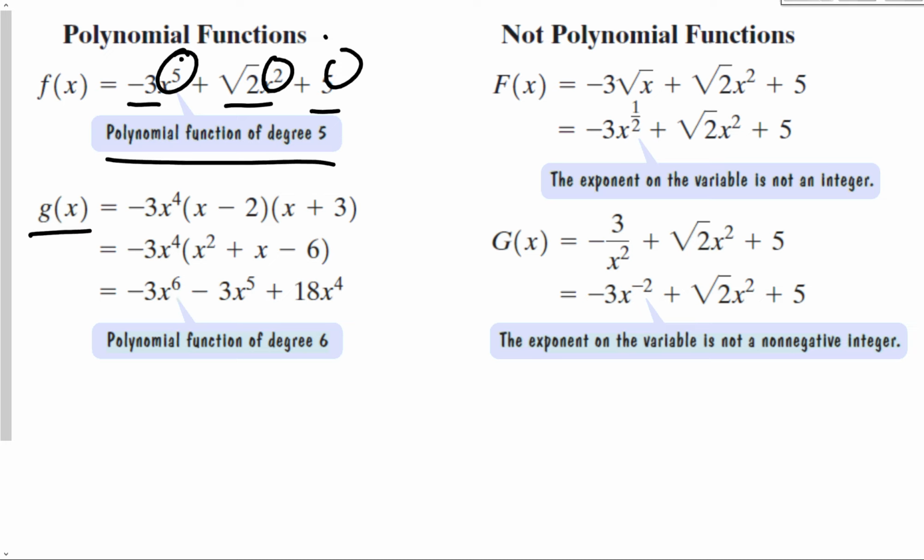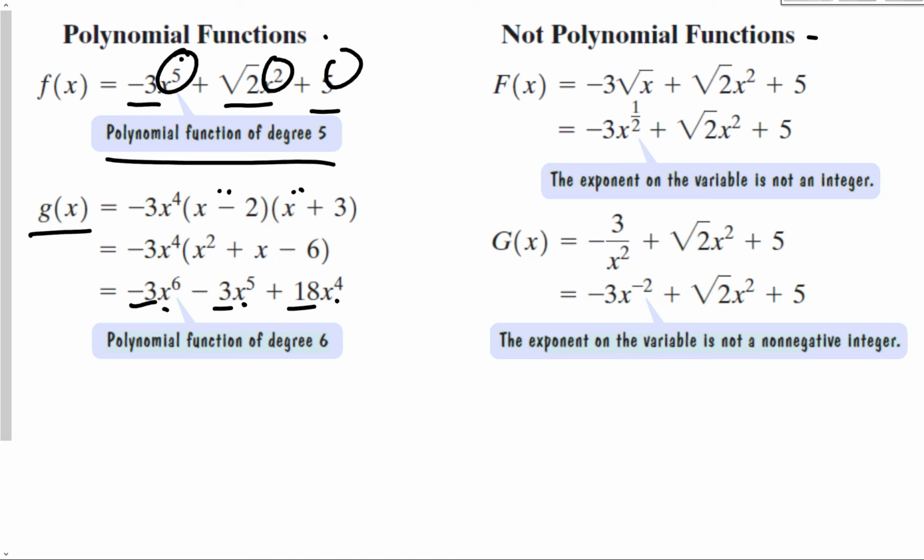When I look at g of x, I can kind of see that it's going to be a polynomial function, but I'm not sure what degree it is until I FOIL these two together and then distribute the 3x to the fourth power, the negative 3x to the fourth power, to the rest of the polynomial. And then I can see that it is a polynomial function of degree 6 because that is the biggest exponent, okay? And all of my coefficients are real numbers. All of my exponents are non-negative integers.